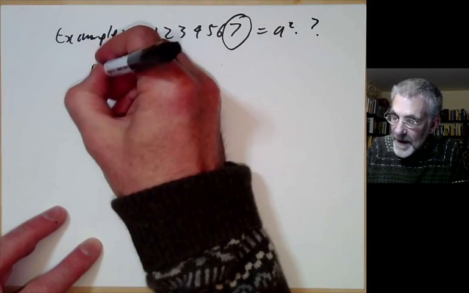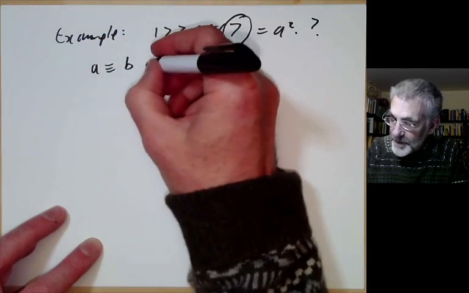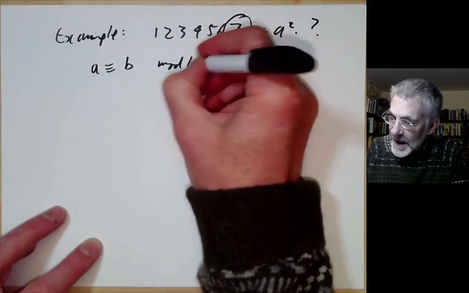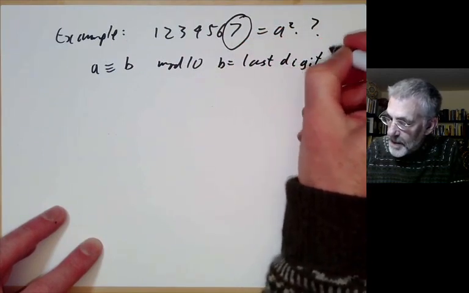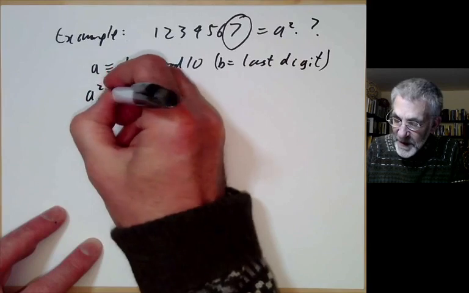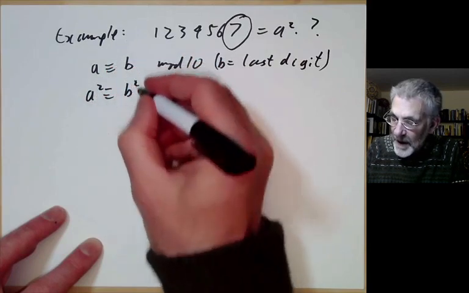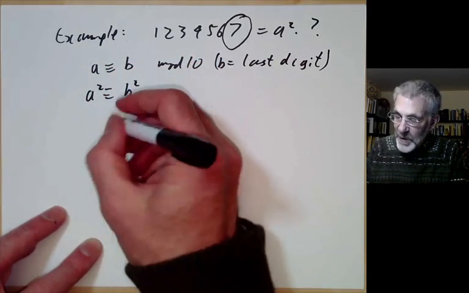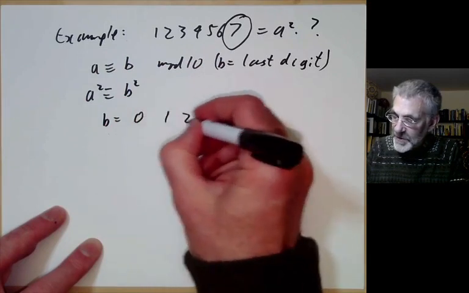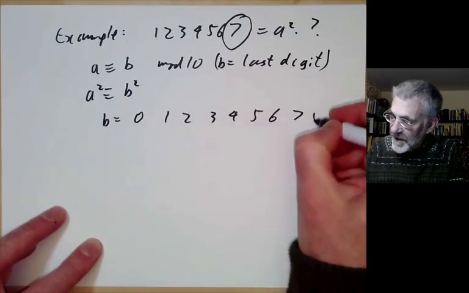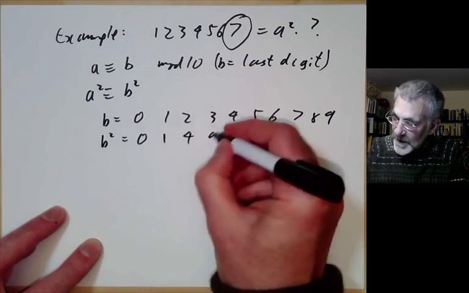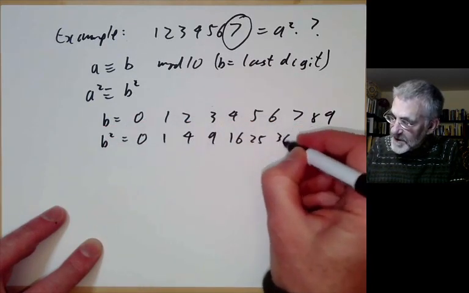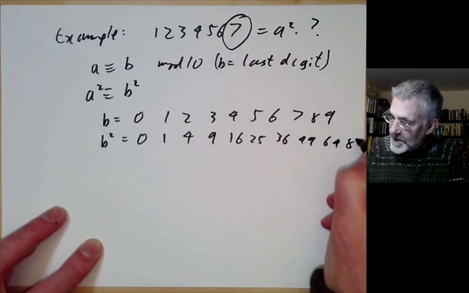Well, we have A is congruent to B mod 10, where B is equal to the last digit. So A squared must be congruent to B squared. And what can B squared be? Well, B must be equal to 0, 1, 2, 3, 4, 5, 6, 7, 8, or 9. So B squared must be 0, 1, 4, 9, 16, 25, 36, 49, 64, or 81.